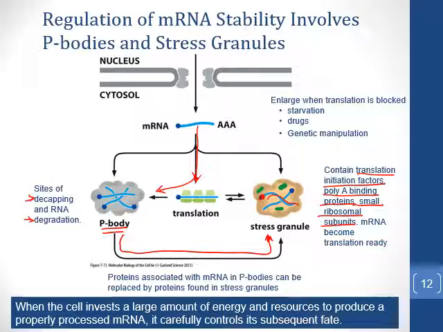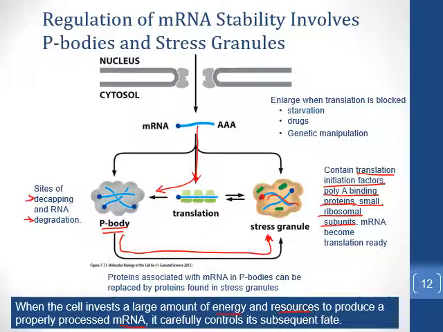What does all this mean? Well, it seems that a cell is going to invest a large amount of energy and resources to produce a properly processed mRNA. Because it's invested energy, time, and resources, it carefully controls the subsequent fate of that mRNA. In other words, once that mRNA is synthesized, fully processed, and exported to the cytosol, it's as if the cell says, I've got to be careful with this mRNA. It's a valuable commodity. I've invested all these resources, all this time, all this energy. I've got to be careful what I do with it.